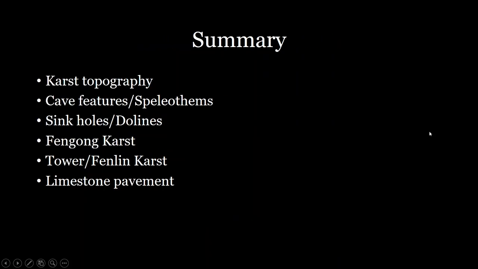All right, so that just about covers everything that we're going to be talking about for karst topography. So we talked about different topographic features in limestone landscapes. We talked about caves and speleothems and all the different things that you might encounter in a cave. We talked about sinkholes or dolines and the different types. We talked about Fengcong karst and tower or Fenglin karst. And then lastly, we just talked about limestone pavement.